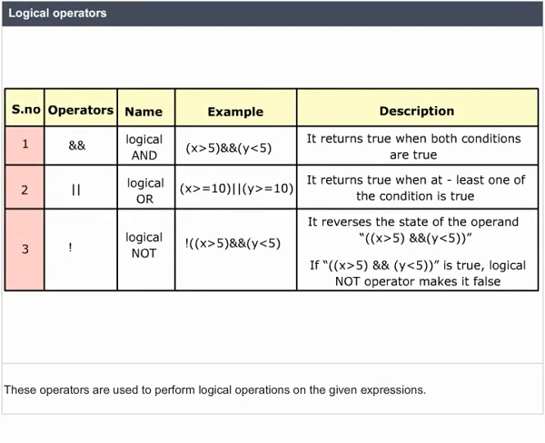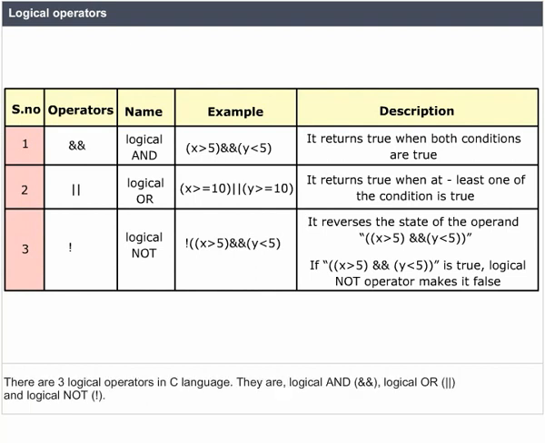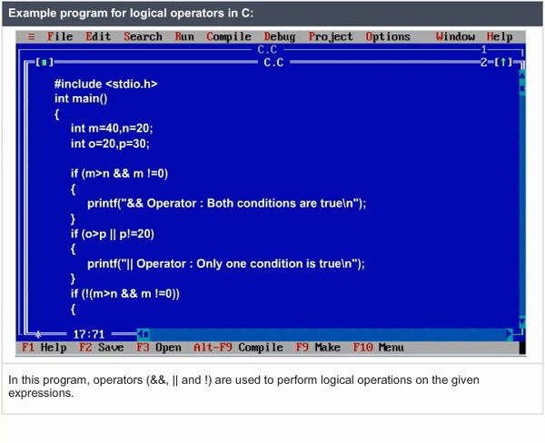Logical operators. These operators are used to perform logical operations on the given expressions. There are three logical operators in C language. They are logical AND, logical OR and logical NOT. Example program for logical operators in C. In this program, operators AND, OR, NOT are used to perform logical operations on the given expression.